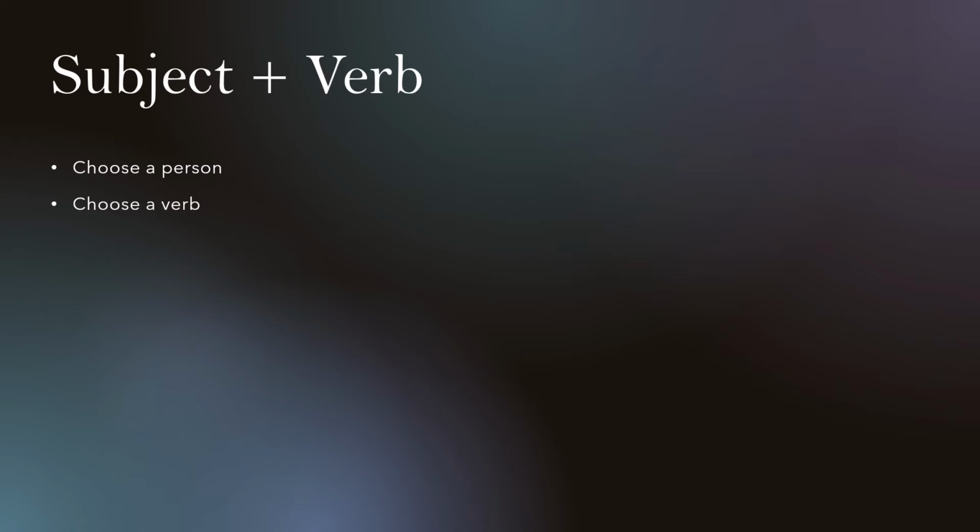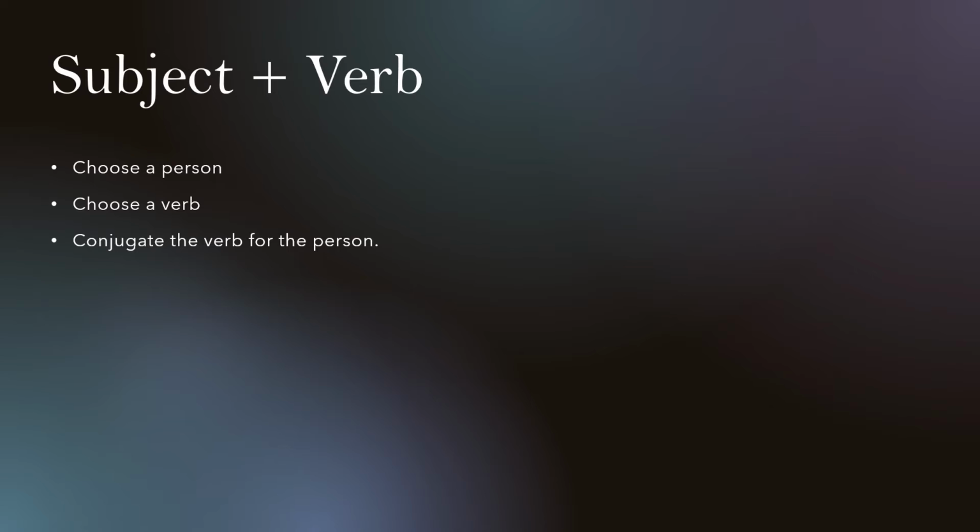But once you've chosen your person and your verb or the action that person is doing, I need you to conjugate the verb for the person. So just like we did in the conjugation video, you need to figure out what person it is, then figure out what kind of verb it is, AR, ER, IR.